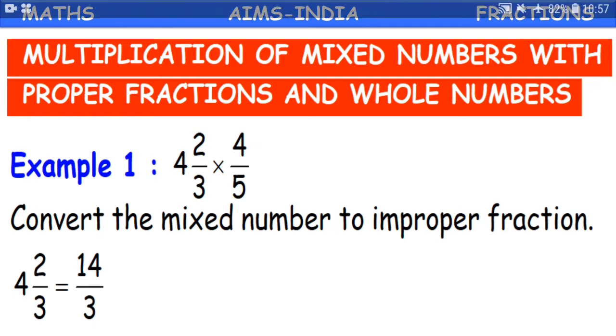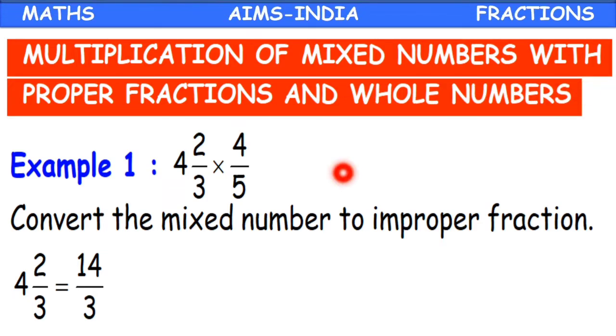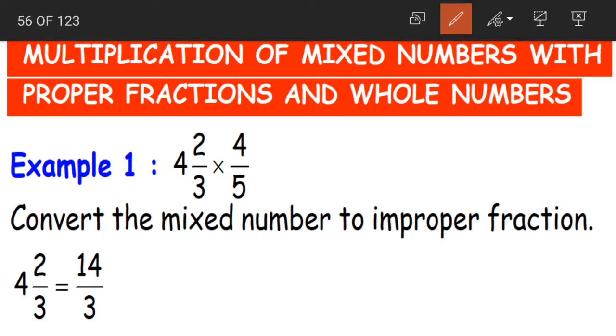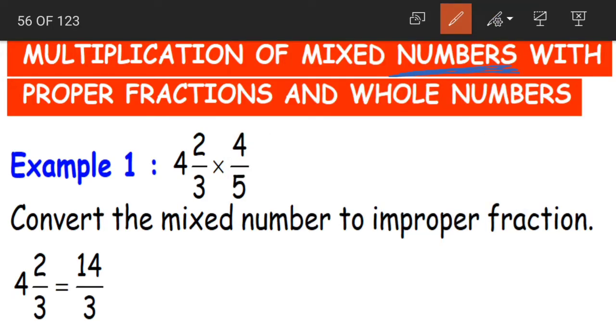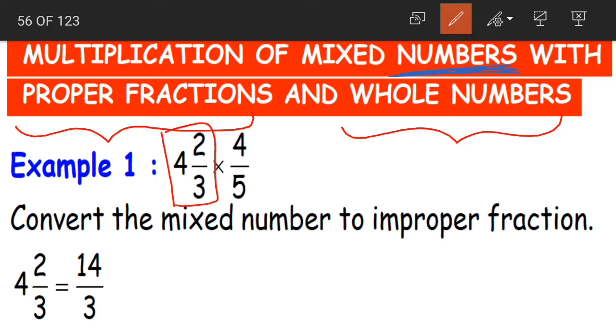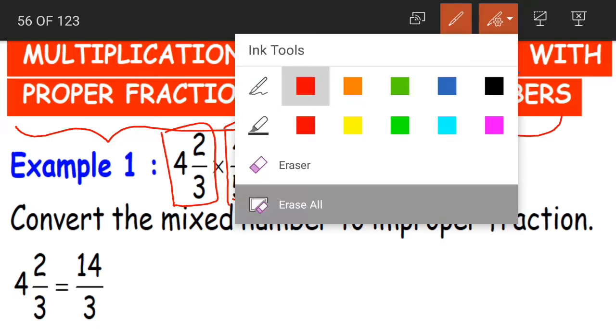If you look at some more examples here, we have multiplication of mixed numbers with proper fractions. What do we have, children? Multiplication of mixed numbers. Mixed numbers is nothing but mixed fractions. Both are the same. Now mixed fractions with proper fractions, and also how to multiply them with whole numbers. If you look at the first example here, 4 2 by 3 into 4 by 5.